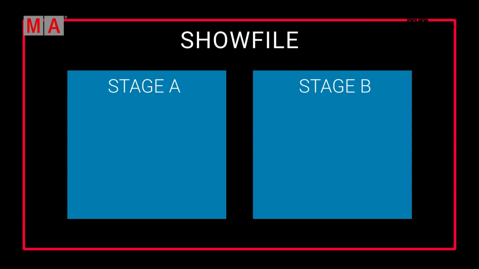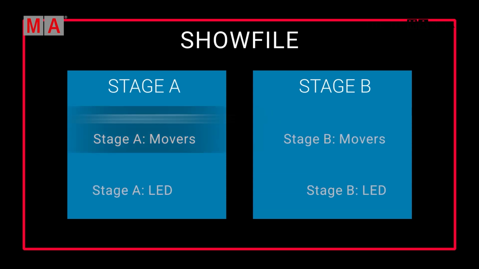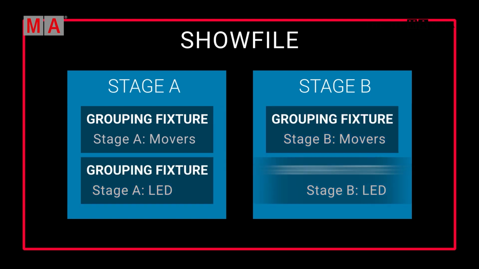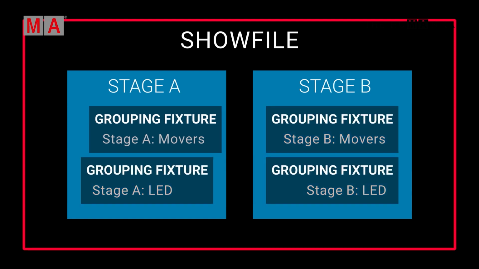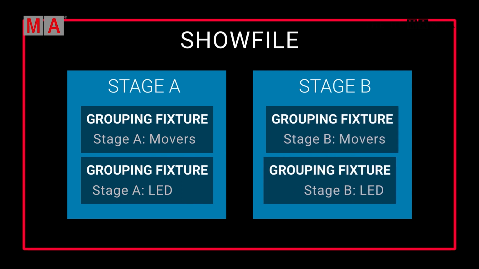So let's take a look at these concepts one more time. So you've got your show file. Within your show file, say you have 2 stages. Each stage has its own collection of fixtures and maybe grouping fixtures, because remember, grouping fixtures are optional. Even though there's no crossover between the fixtures of the 2 stages, all of the fixtures can be accessed by any and all of the users in your session.